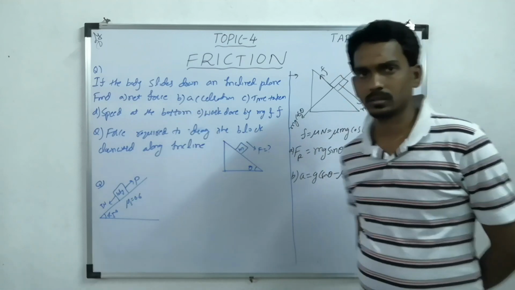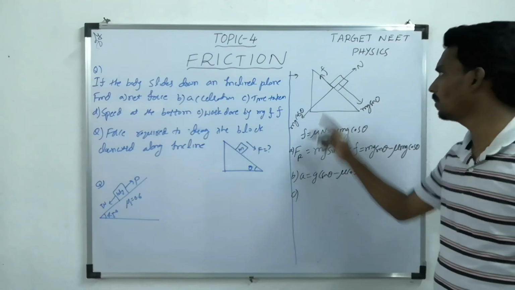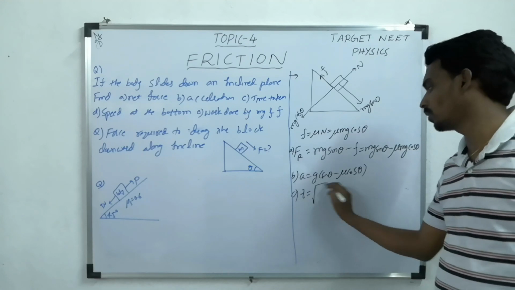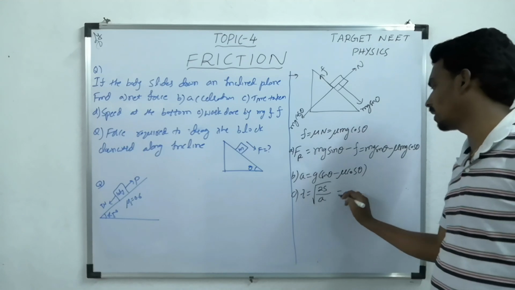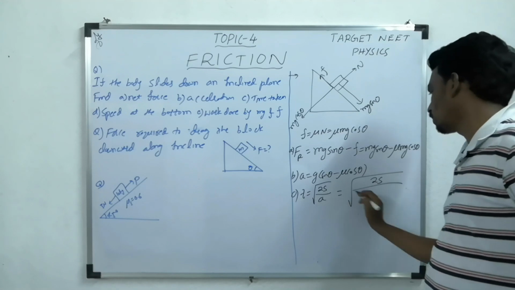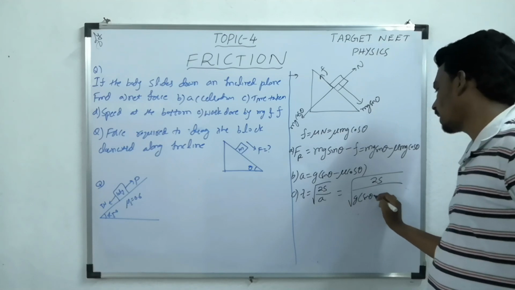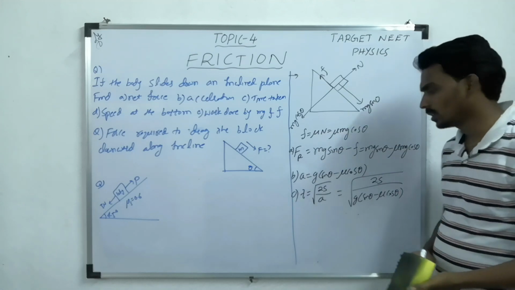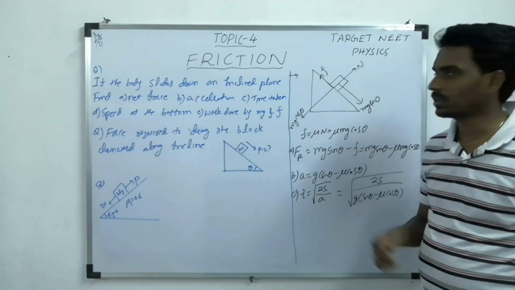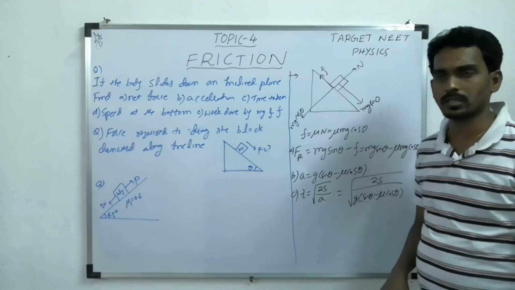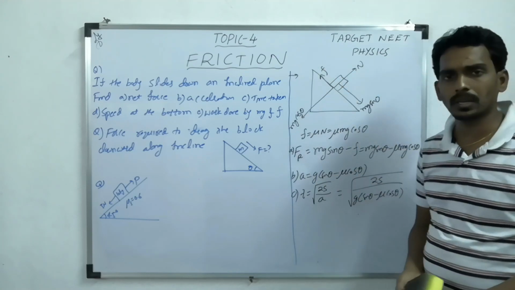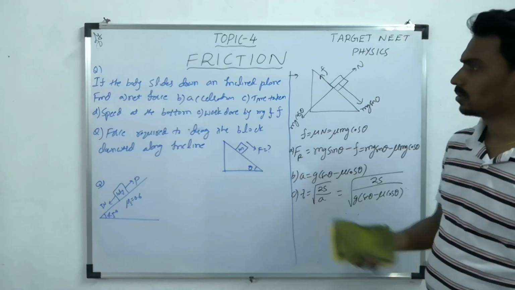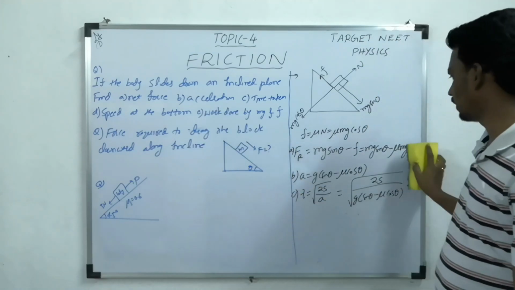Time taken to reach the bottom. That also we have already found just before. That is under root 2s by a, which is under root 2s by g into sin theta minus mu cos theta. This is the time taken to reach the ground, because the acceleration is constant. So what kind of motion will it perform? Uniformly accelerated motion.